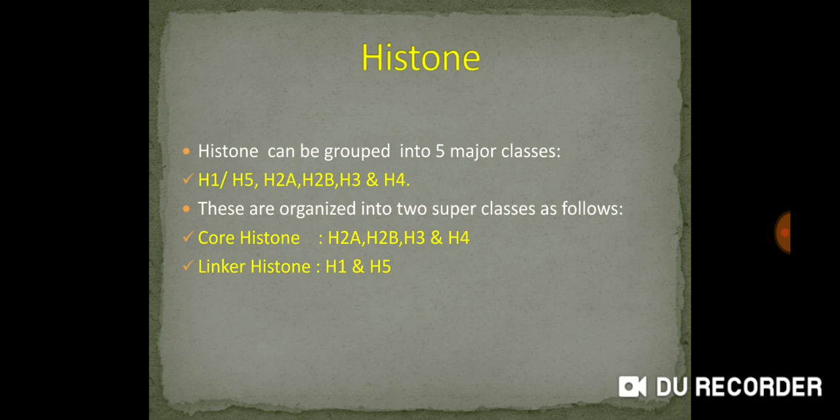Histones. Histones can be grouped into five major classes: H1 or H5, H2A, H2B, H3 and H4. These are organized into two superclasses as follows: core histones and linker histones. Core histones are H2A, H2B, H3 and H4. Linker histones are H1 and H5.